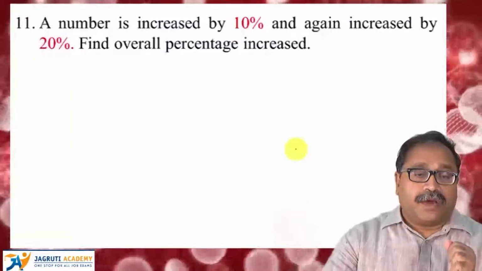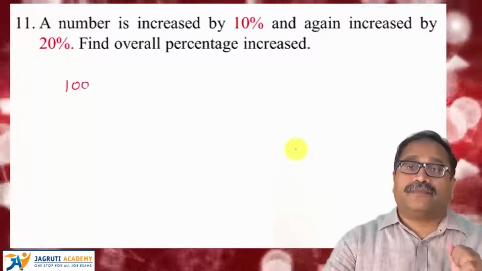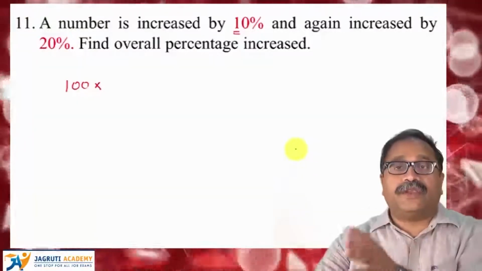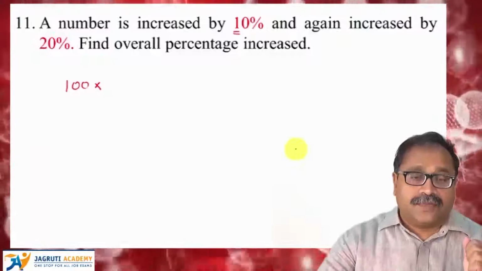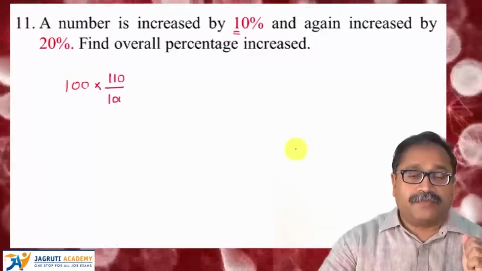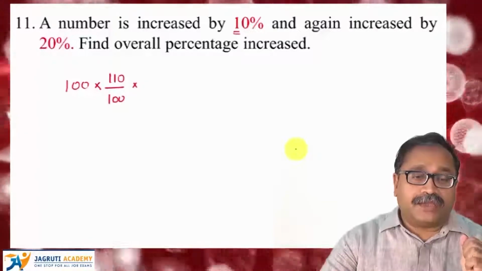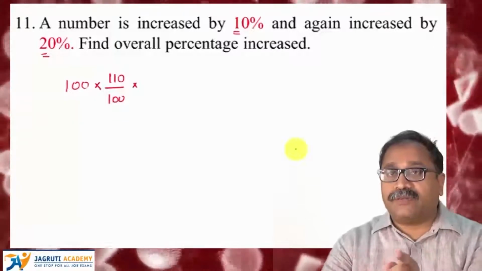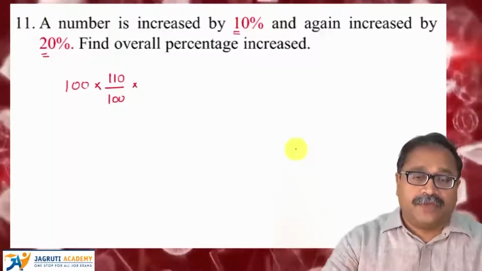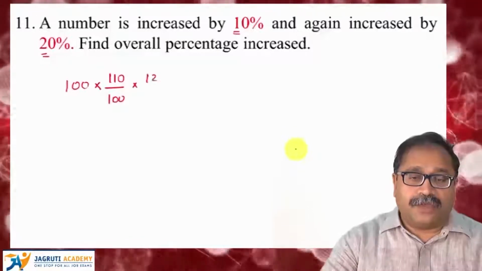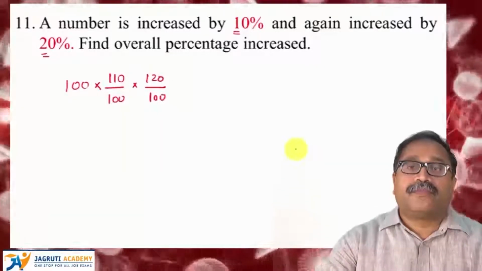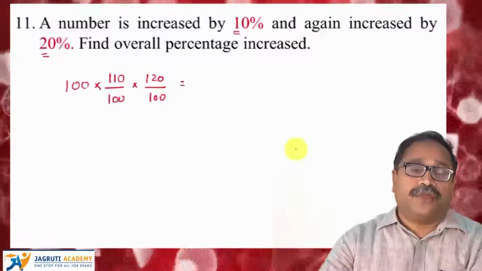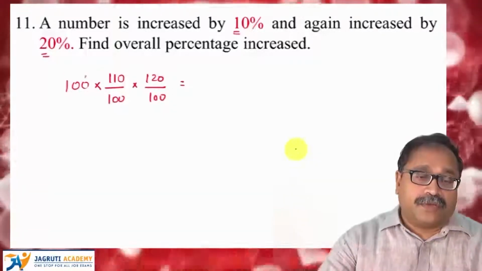So here I will consider that the original number is 100, and if it is increased by 10%, then it becomes 110% of the original number. So take 110 by 100. Then what happens? Again it is increased by 20%. So when a number increases by 20%, it becomes 100 plus 20, 120%. So it's 120 by 100. So it will give the overall value. That means the initial value was 100.